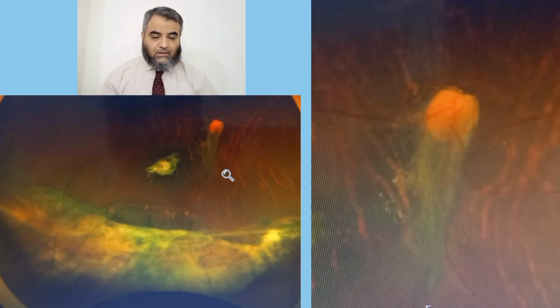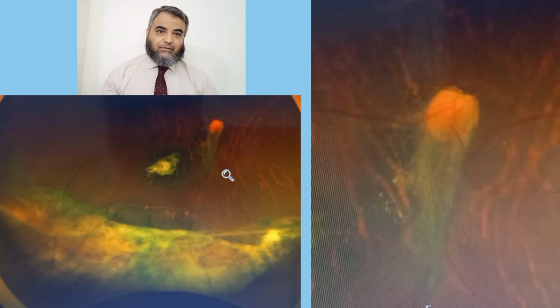detachment. The third feature I request you to see in this photograph, although not very clearly shown, is a fibrous band which is extending from the disc inferiorly. This fibrous band is causing traction on the retinal blood vessels which are emerging from the disc.